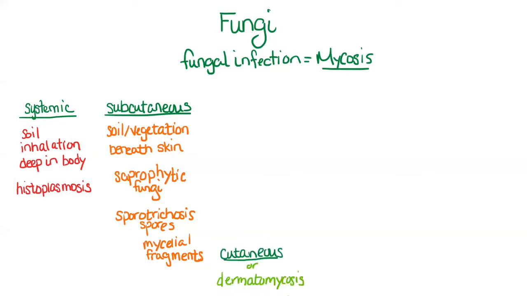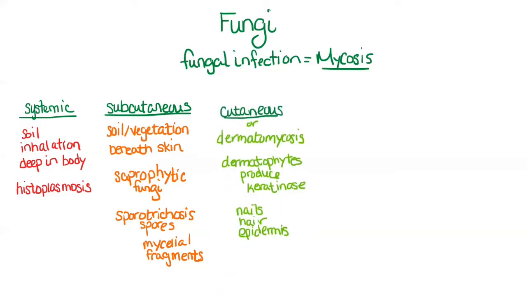Subcutaneous mycosis. Our next one is cutaneous mycosis, or another name for it is dermatomycosis. Now, with this, we have a specific fungi called dermatophytes that produce keratinase. Now, keratinase is a specific enzyme that degrades keratin. Now, where can you find keratin? Well, in your nails, hair, and epidermis.